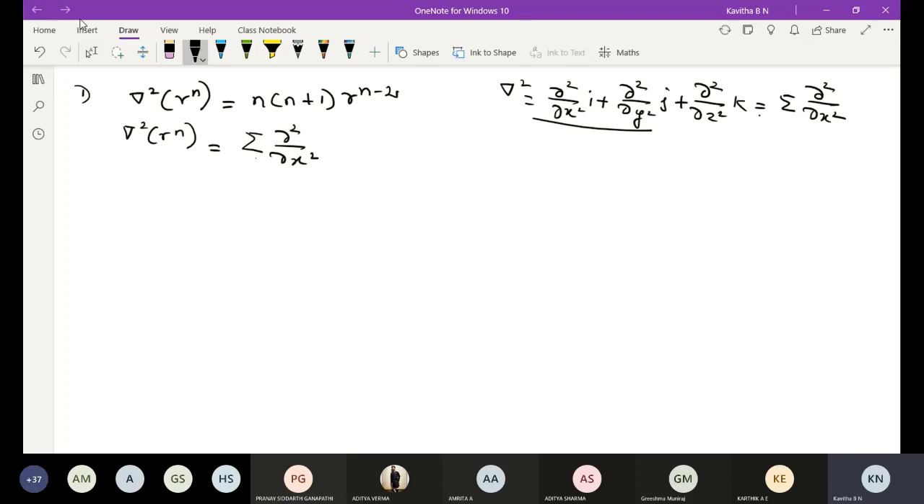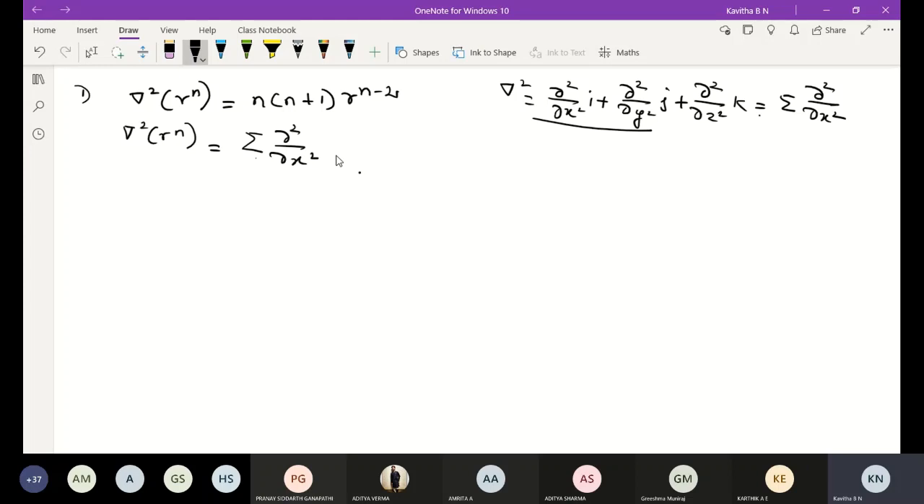Then nabla square, we are writing summation of del square. I am audible, no, Karthik? Yes, ma'am, you're audible. Okay. Yeah, notes also visible. Yes, ma'am. Okay.